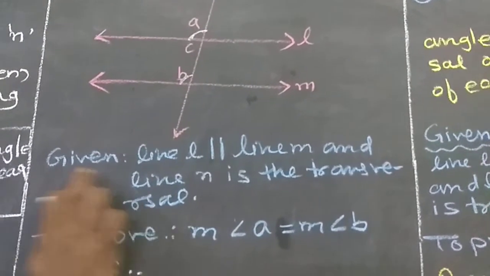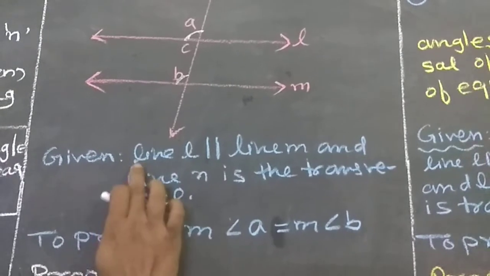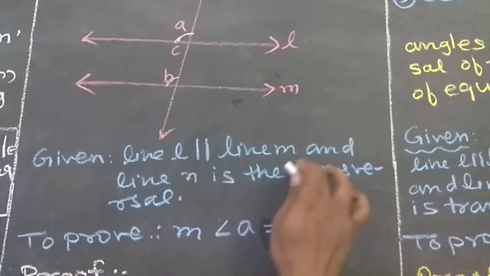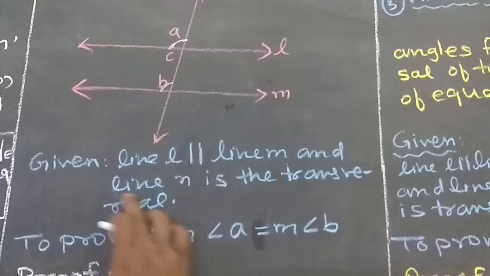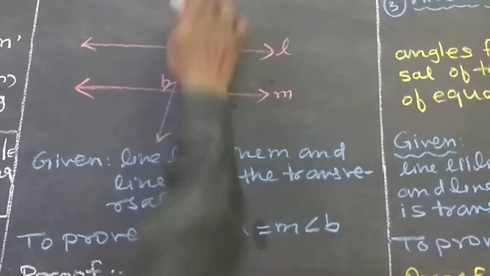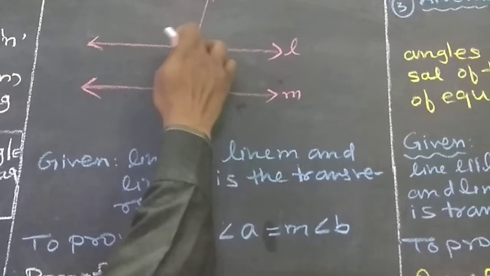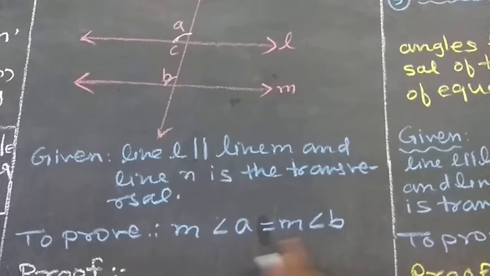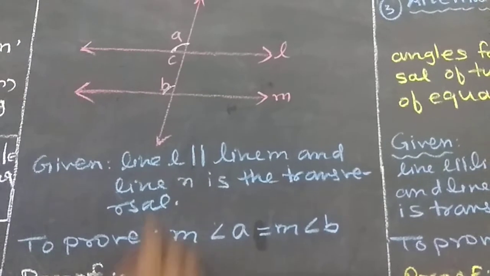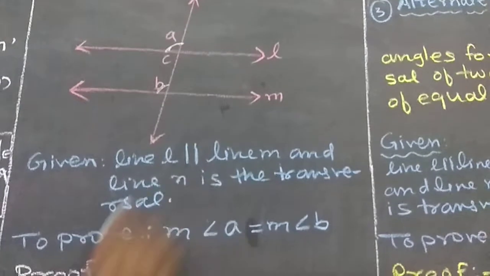तो देखो, पहले हमको गिवन पार्ट में जो लिखा है, हम लिखेंगे: लाइन L पैरेलल लाइन M, both lines are parallel, and line N is the transversal. Now here what we have to prove? Measure angle A and measure angle B, both are equal. So let us start.